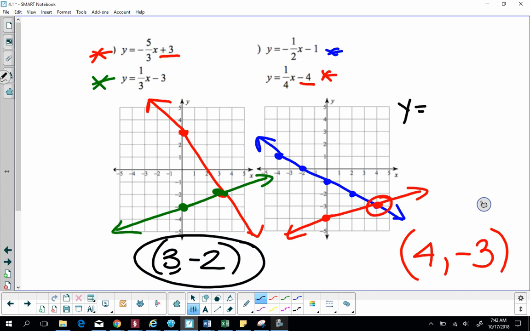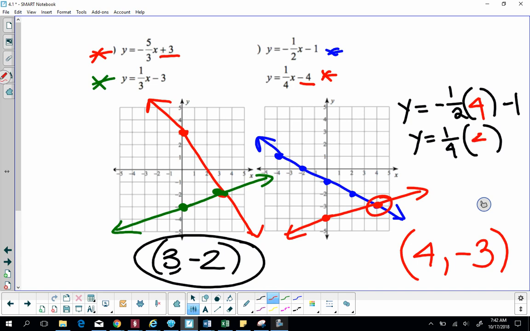In your calculator, you're going to write -1/2, and instead of x, what coordinate do we get as x? Right here. For this equation, 4, -1. You're going to do the same thing with the second equation. Instead of x, I'm going to put 4. Both answers should give you the same y. If they don't, then you know your answer is incorrect.